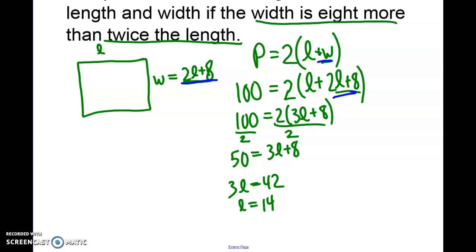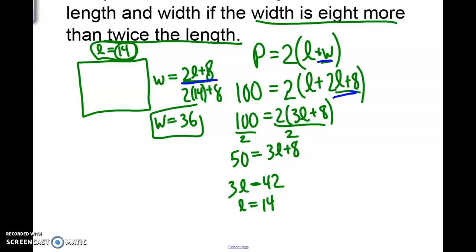Now I need to find the length and the width, so if the length is 14, I go 2 times 14, and I add 8 to it. And so that's going to give me 28 plus 8, which is 36. And there we go. We found the length, we found the width. And so that's how we do some of these geometry problems.